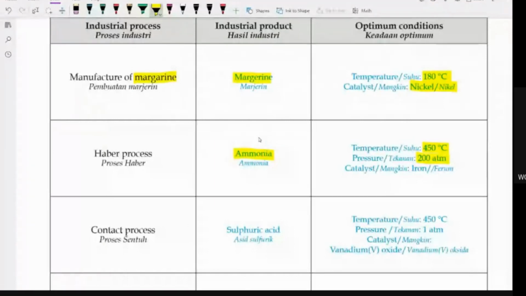So you record down. Third one is the contact process. The product is sulfuric acid. Temperature same as the previous process, but the pressure is 1 atmospheric pressure. The catalyst is vanadium(V) oxide.